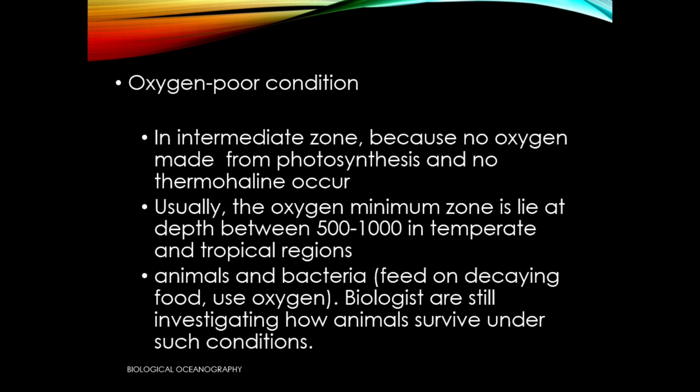In the oxygen poor condition, no thermohaline circulation occurs, because there is no oxygen made from photosynthesis. So there is no difference between the density of the water in terms of oxygen concentration. Usually the oxygen minimum zone is located at a depth between 500 and 1000 meters in temperate and tropical regions, and biologists are still investigating how animals survive under this kind of condition.